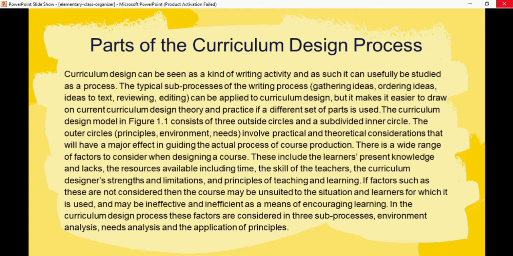The application of principles involves first of all deciding on the most important principles to apply and monitoring their application throughout the whole design process. The result of applying principles is a course where learning is given the greatest support.